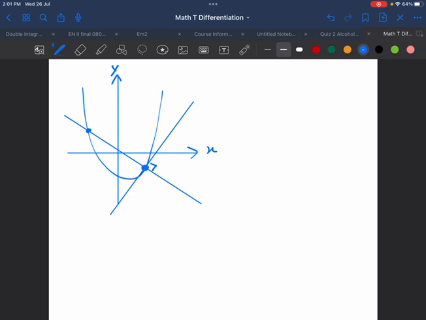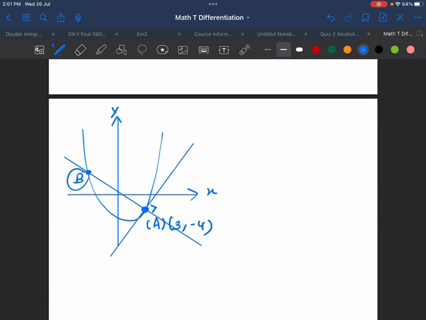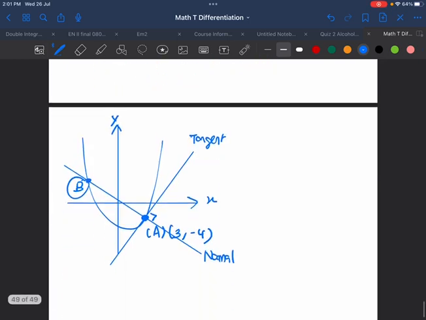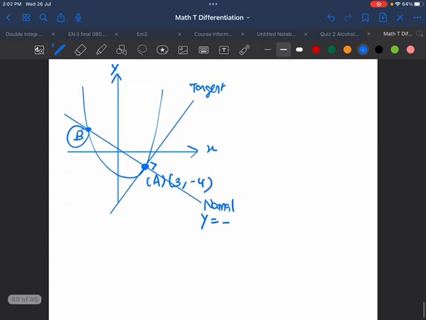So I will cut the first point, of course, at the point A, which is (3, -4). And I will cut also the point B. As you can see, the normal is actually cutting 2 points. Here is the tangent, and here is the normal. So I'm cutting 2 points. So my normal equation is given by y equals negative x minus 1.